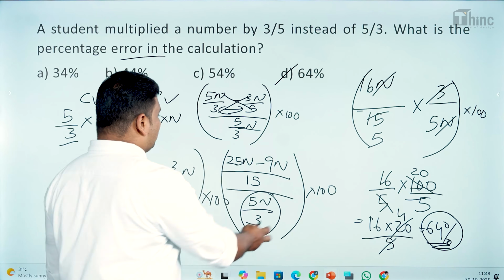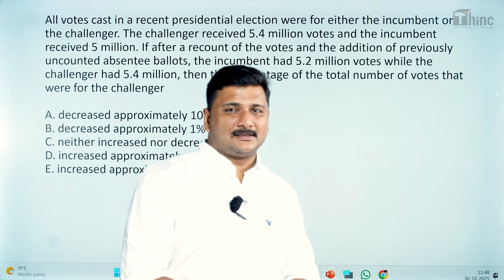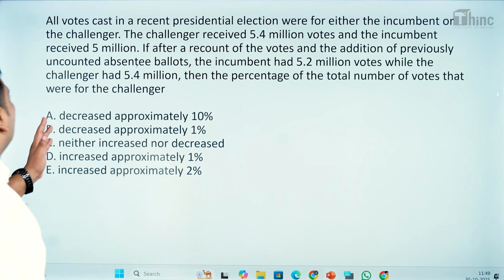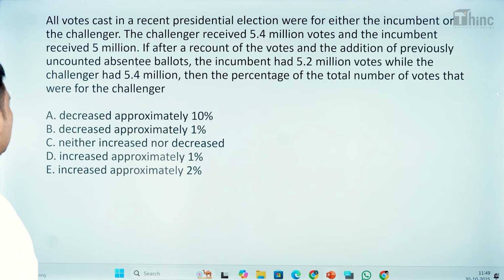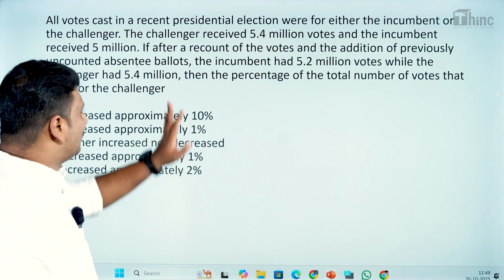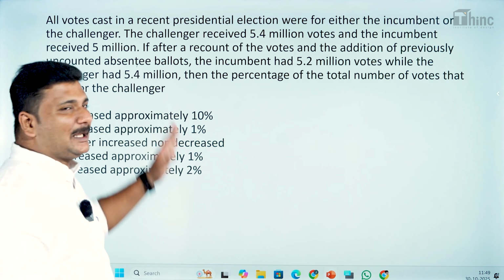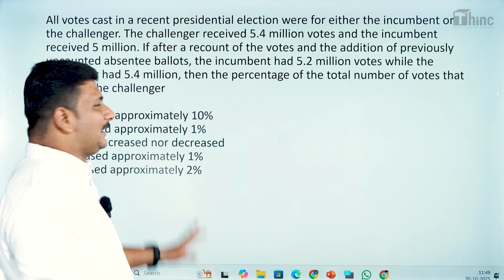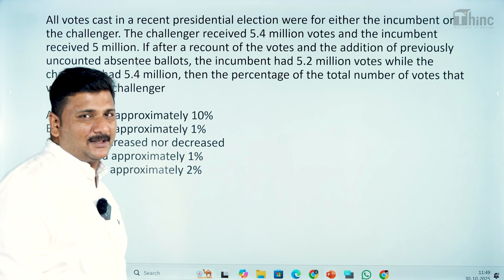Okay, so let's get moving. Let's look at the next question. This is a bit lengthy, a bit complex when we actually look at it, but it's a very simple question. What is the question actually saying? All votes cast at a recent presidential election are either for the incumbent or for the challenger. The challenger received 5.4 million votes and the incumbent received 5 million votes. After the recount of the votes and the addition of previously uncounted absentee ballots, the incumbent received 5.2 million votes while the challenger received 5.4 million votes. Then the percentage of the total votes that is for the challenger is the question.